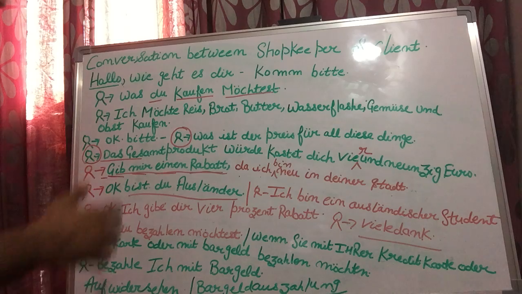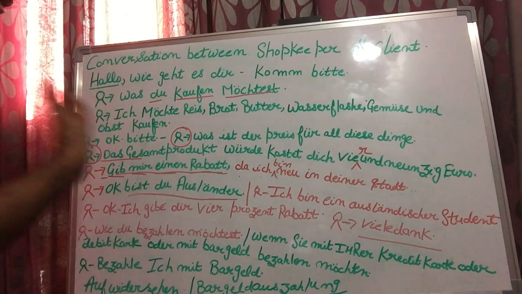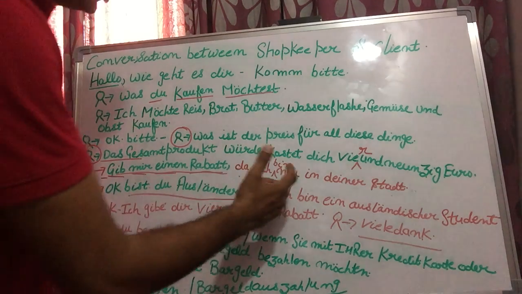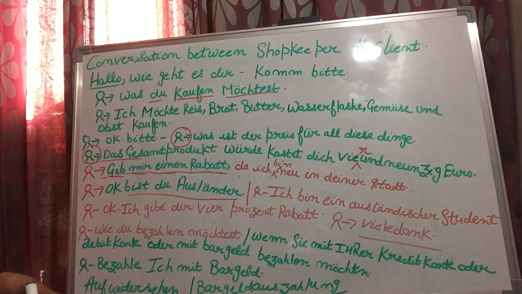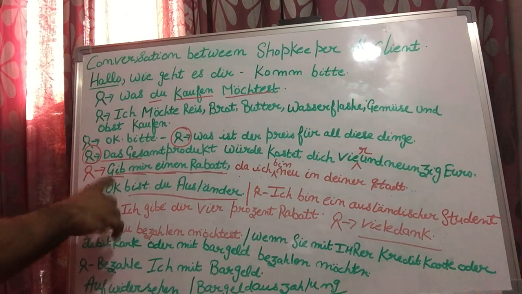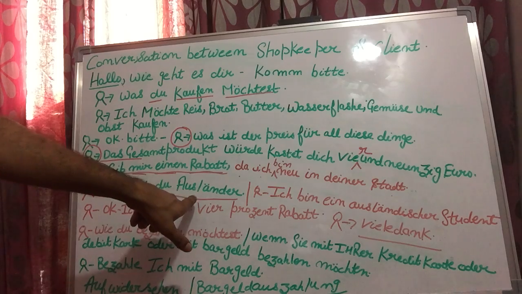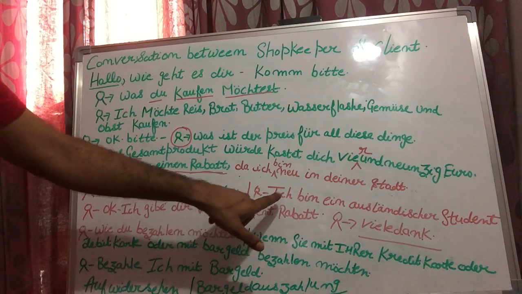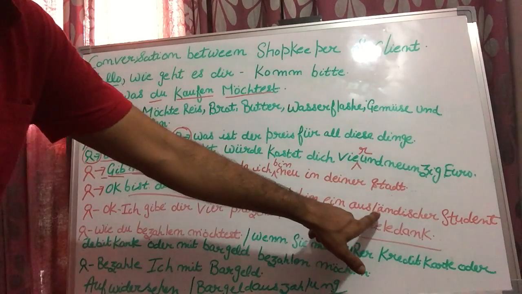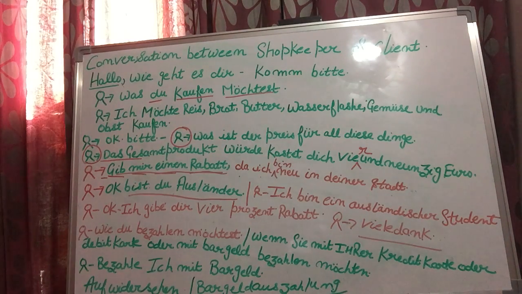Then you will say, gebe mir einen Rabatt, give me some discount, da ich bin neu in deiner Stadt, as I am new in your city. Then the shopkeeper will ask you, okay, bist du Ausländer? Are you the foreigner? You will say, ja, ich bin ein ausländischer Student. It means I am a foreign student. Is that clear to you? Can you move ahead? All right.